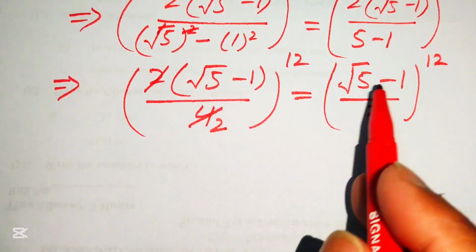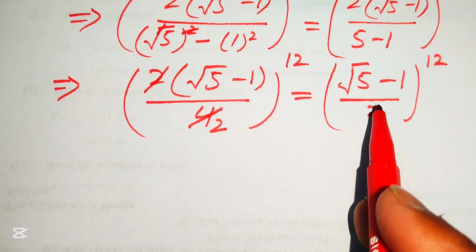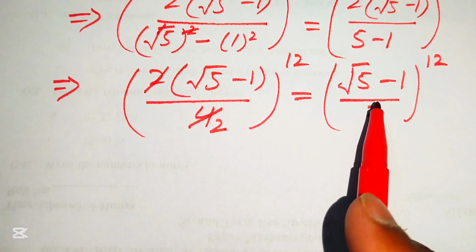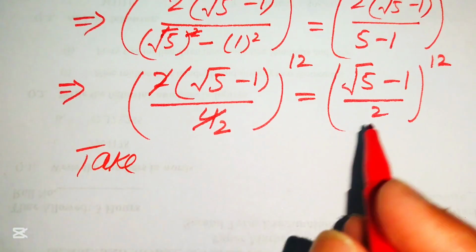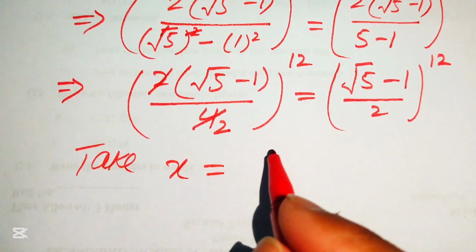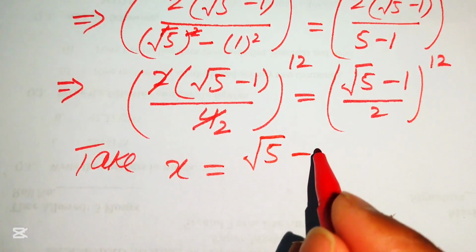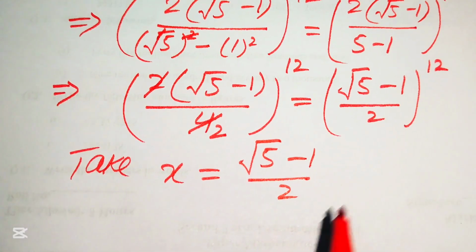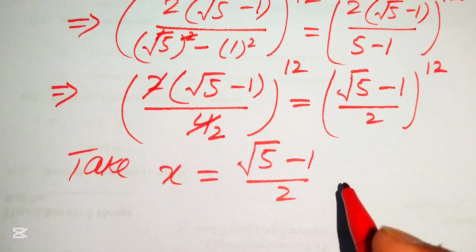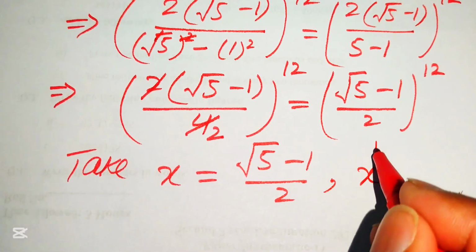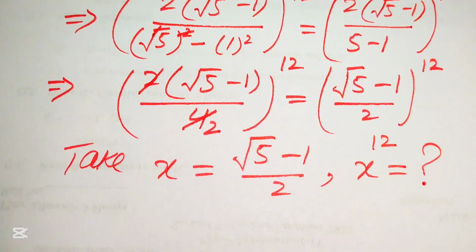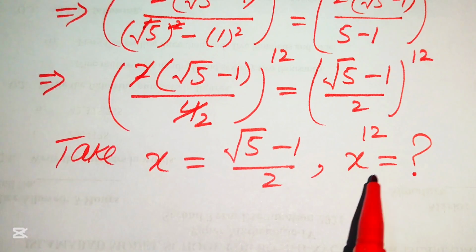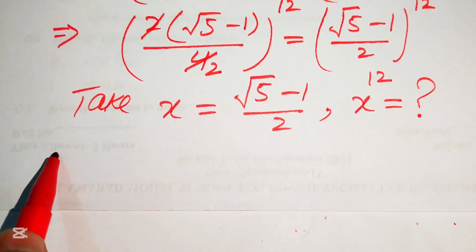Further we need to simplify this term. We will take the base of this term equal to x. So our x equals the square root of 5 minus 1 divided by 2. When we take our base equal to x, it means we need to find the value of x to the power of 12. When you find the value of x to the power of 12, it means we will find the value of this term. So here we need to simplify the terms.